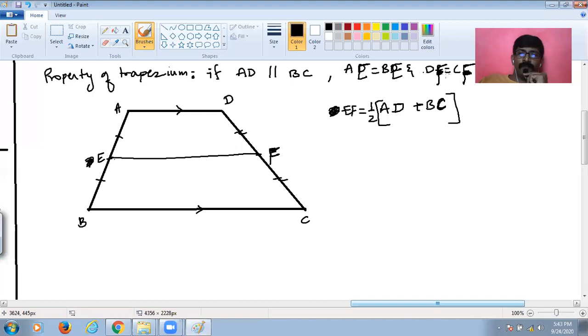Okay, if DF is equal to FC, then EF, the line segment joining the midpoints of the two opposite sides of the trapezium, is half of the sum of the parallel sides. It's half of AD plus BC. I guess the rectification is done. Thank you.